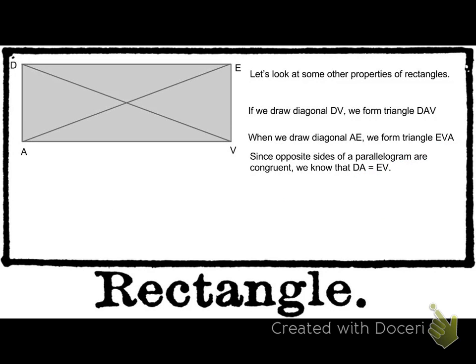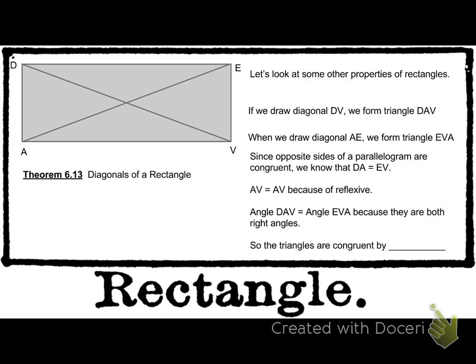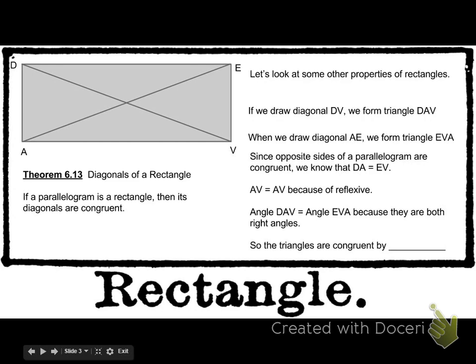Excellent work. AV is congruent to AV because they're reflexive. The angles are congruent because they're both right angles. So the triangles are congruent. You already told me this. Side angle side. Filling in the notes, that's where SAS goes. And you just learned a theorem about the diagonals of a rectangle. What's true about the diagonals of a rectangle? They're congruent. If a parallelogram is a rectangle, then its diagonals are congruent.